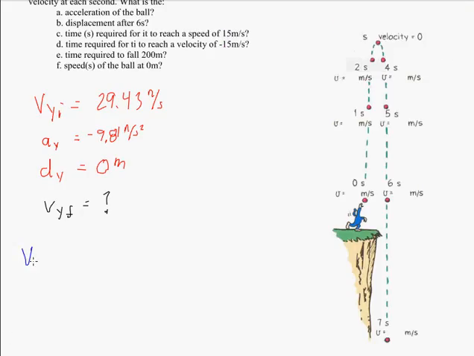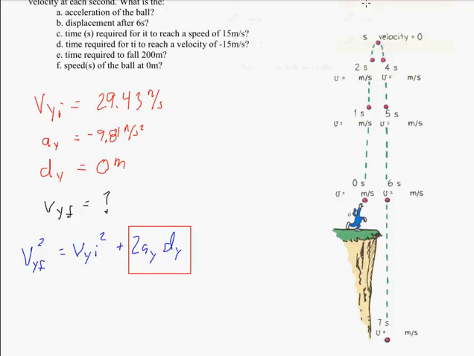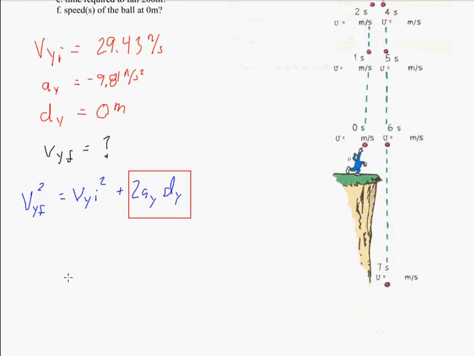It's going to be VYF squared equals VYI squared plus 2AΔy. Okay, so the nice thing about this equation in this particular moment is that your displacement is 0. So this whole term, guys, over here is in fact going to become 0. So you're basically just left with this. You're left with VYI equals VYF, and you're going to square it.